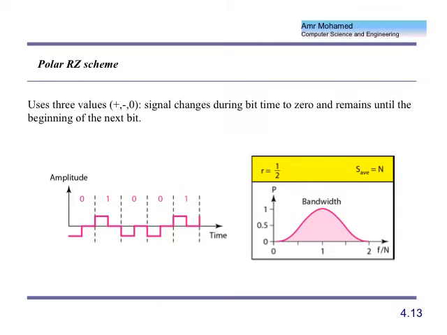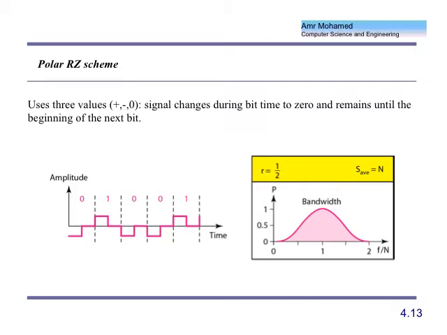Okay? So by having a change in the middle of the bit, this means that in every single bit I have to return to zero. That's why it's called polar return to zero. So in every bit I have to use half the duration to use a specific signal level, and the other half I have to return to zero. The fact that I have to return to zero in every single bit is very useful in many cases, and it has some disadvantages.